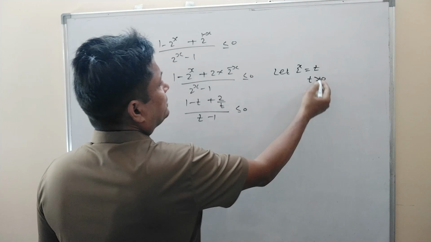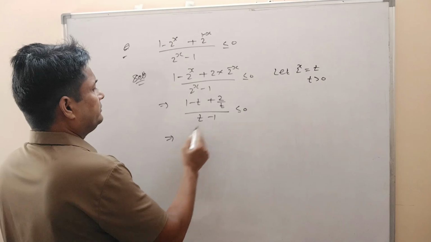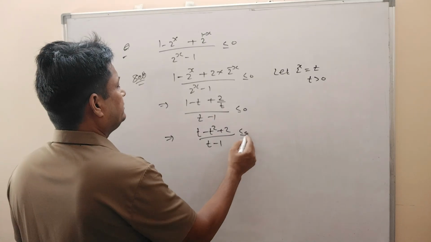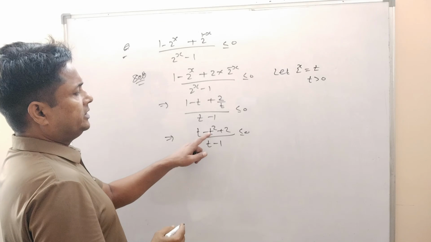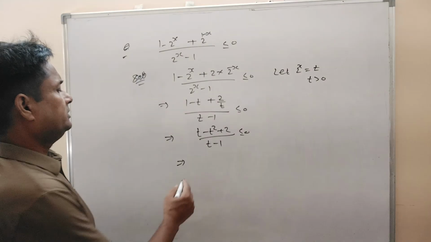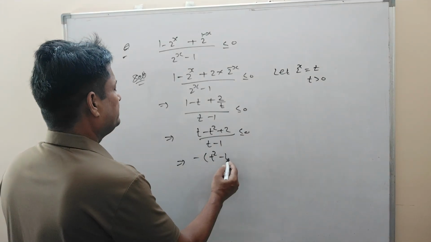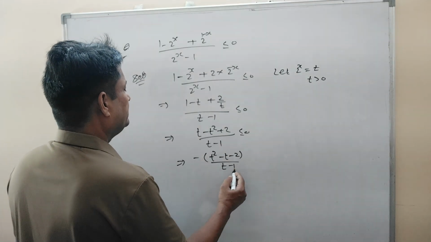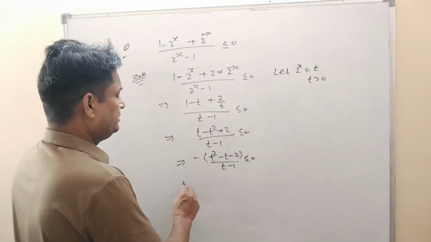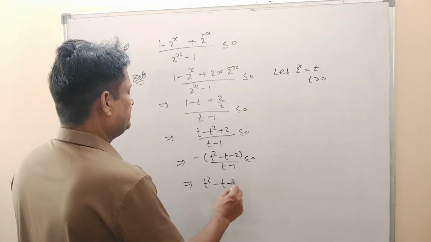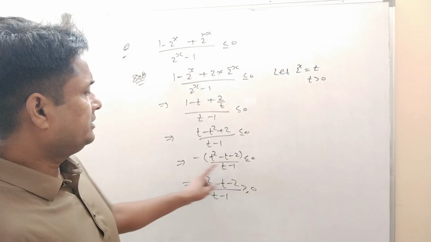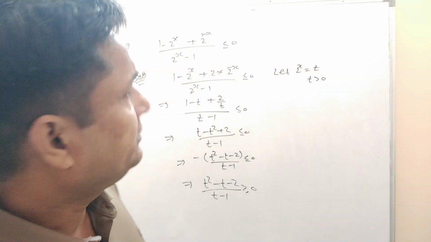So here t is greater than 0. So this will be written as t minus t square plus 2, divided by t minus 1, less than or equal to 0. Take the minus sign out because the highest coefficient is negative here. So this will be minus of t square minus t minus 2, divided by t minus 1, less than or equal to 0. Now multiply both sides by the minus sign. So this will be t square minus t minus 2, divided by t minus 1, greater than or equal to 0. If you multiply by a negative sign, the inequality will change.